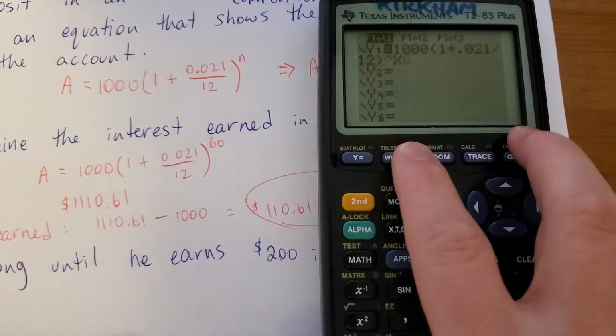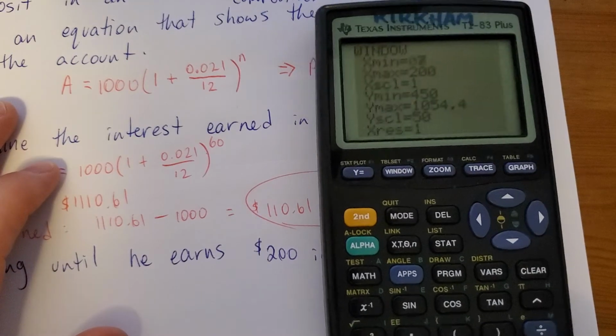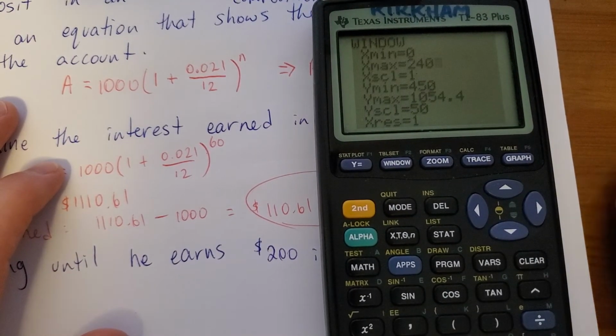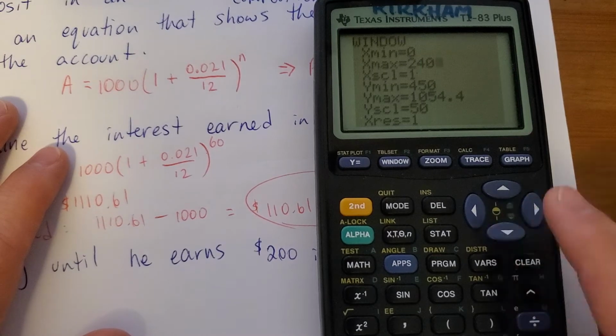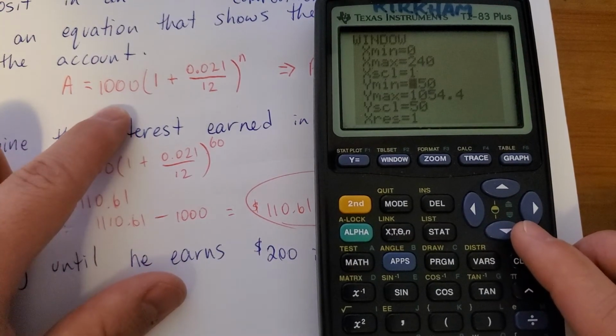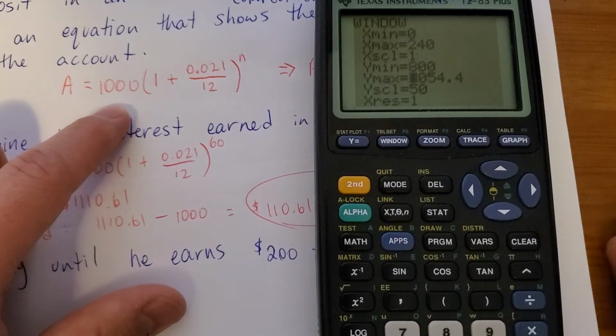All right, I'm going to mess with my window settings right now just to make sure it's all good. X is the number of months. So maybe we want to go up to 20 years. I don't know, that'd be 240 months. 100 would probably be fine. We'll see. I'll go to 240. I don't want to change this again and again. Y min, he starts at 1,000 and it just goes up. Maybe I'll start just below 1,000, but you could start at 1,000 and be fine.